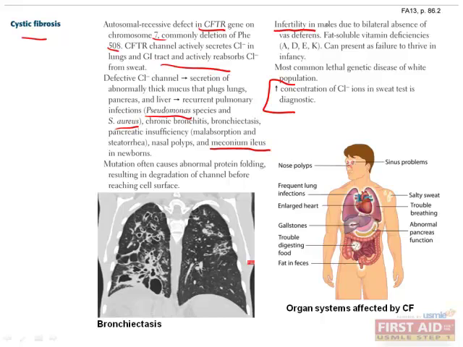Some other symptoms include infertility in males, since the vas deferens are absent, and fat-soluble vitamin deficiencies, since patients can't absorb them due to the steatorrhea caused by pancreatic insufficiency. On a chest x-ray, you'll often see enlarged bronchi. You should also know that cystic fibrosis is the most common lethal genetic disorder of white people, and patients have an average life expectancy of 36 years.